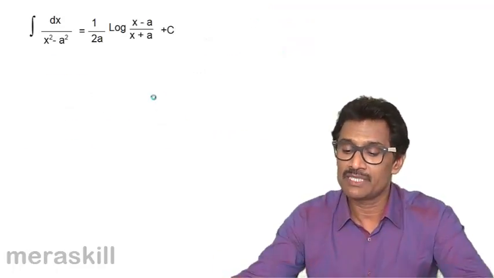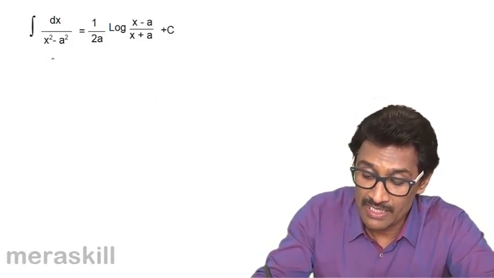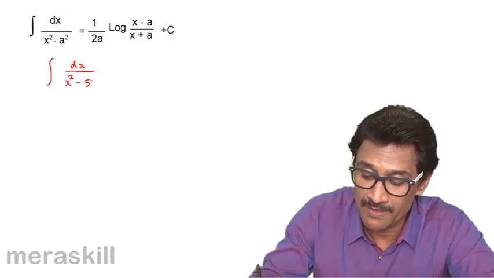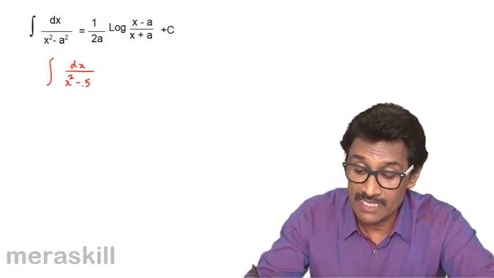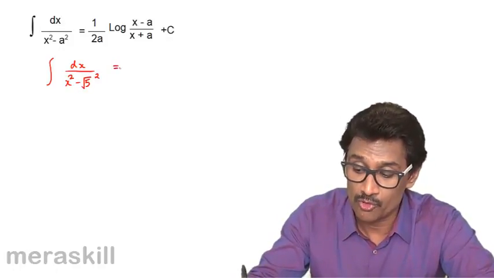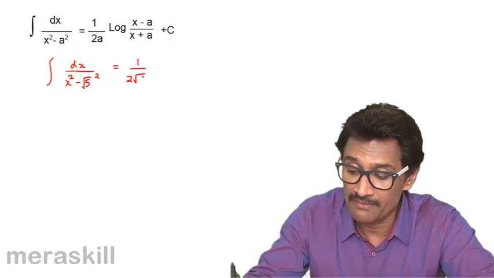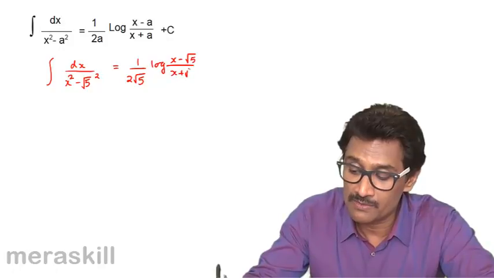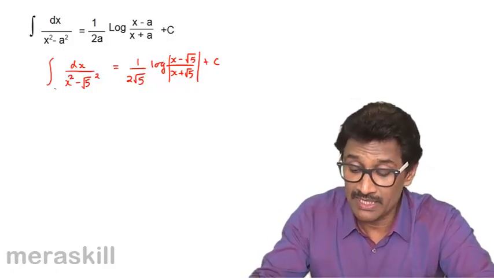Say for example, you have dx upon x square. We can take some example over here. Suppose you have dx upon x square minus 5. Now this can be written as dx upon x square minus root 5 the whole square. So it's going to be 1 upon 2a. So it's going to be 1 upon 2 root 5 log (x minus root 5) upon (x plus root 5) plus c.